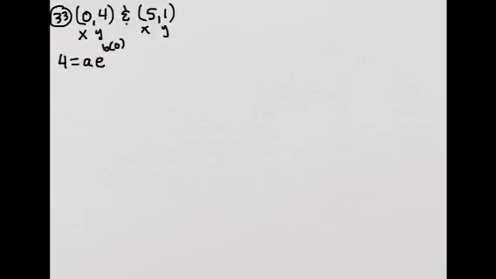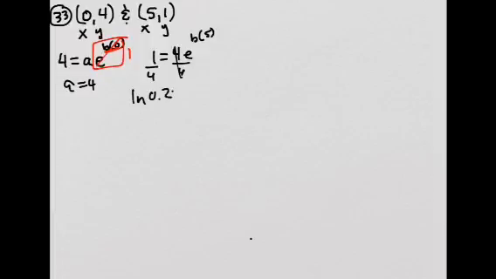So here's number 33. The points are (0, 4) and (5, 1). Here again, this is going to give me 0, so e to the 0 is 1. This tells me that a is 4. I'm going to use that in the next equation. So 1 equals 4 times e to the bx. I'm going to divide by 4 first. So now I'm going to put natural log of 1/4, or if you want, 0.25, equals 5b. Divide by 5.